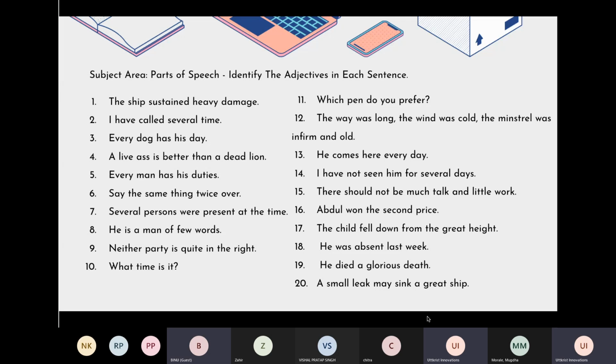Yes, so Mugda's format of answering the question is correct. Please try to follow the same format. Don't copy the same answers, write your own answers, but the format should be the same. Nikita, are you still not able to see the screen? Maybe you can rejoin.